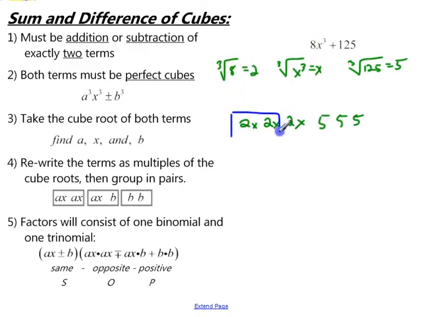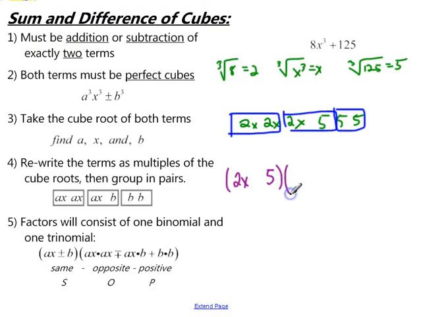So the first two, the middle two. Oops, I cut that off there. Let's try that again. The first two, the middle two, and then the last two. Okay. And then after that, our factors will consist of one binomial and one trinomial. The first one, the binomial with two terms, is going to have those cube rooted terms. So one of them will be 2x and 5.